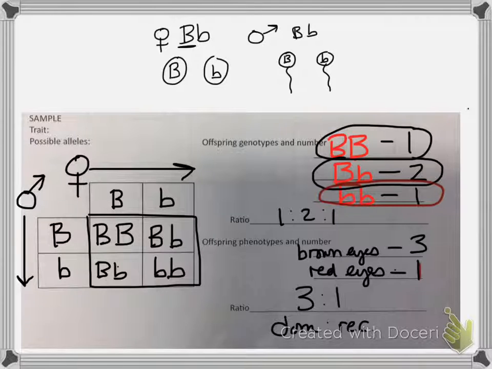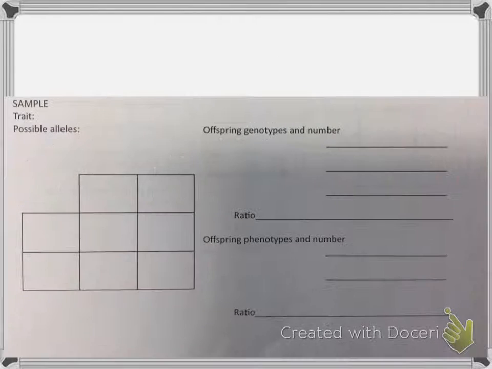So what I'm going to have you do right now is complete 2 monohybrid Punnett squares on your own. The rest will be homework. Then we're going to talk about dihybrids. So most of you are already done with your 2.